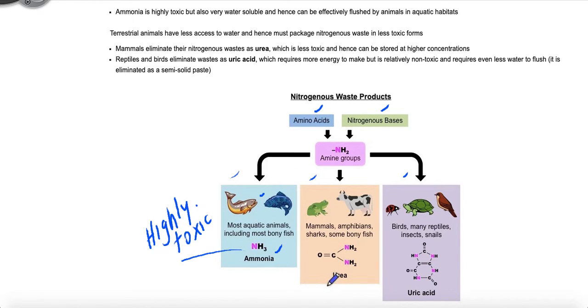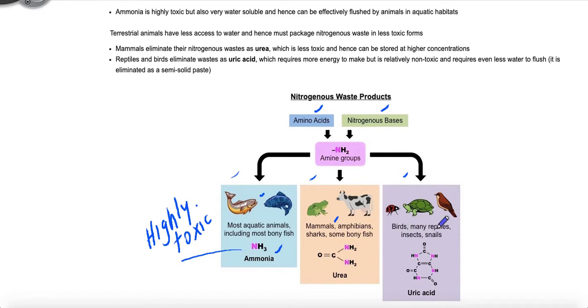Urea is somewhat toxic, not as toxic as ammonia. And you see that the waste product of mammals and amphibians and sharks and some bony fishes is urea. This is because these animals do have some access to water. This is one way that the urea being toxic can be flushed out, but it's of course less toxic than ammonia.